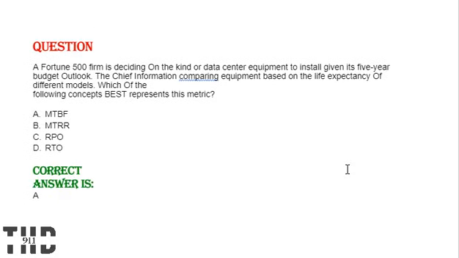A Fortune 500 firm is deciding on the kind of data center equipment to install given its 5-year budget outlook. The chief information officer is comparing equipment based on the life expectancy of the different models. Which of the following concepts best represents this metric? Option A, MTBF. Option B, MTTR. Option C, RPO. Option D, RTO. The correct option is option A.